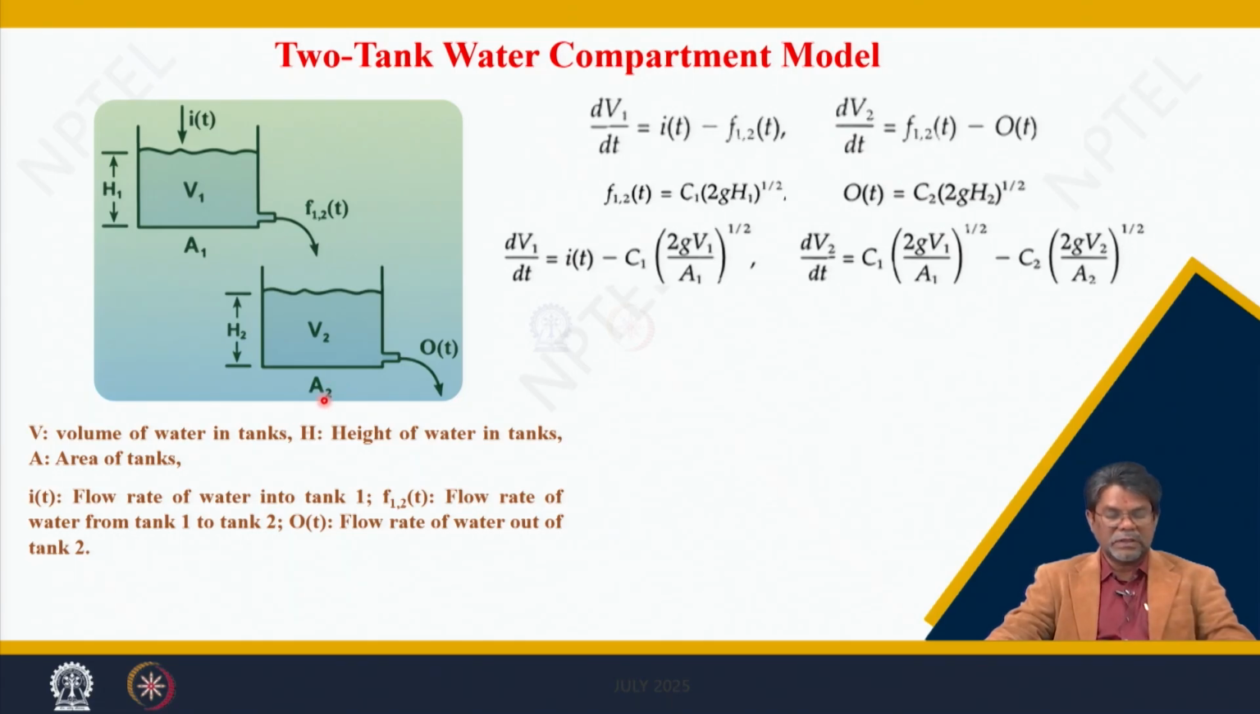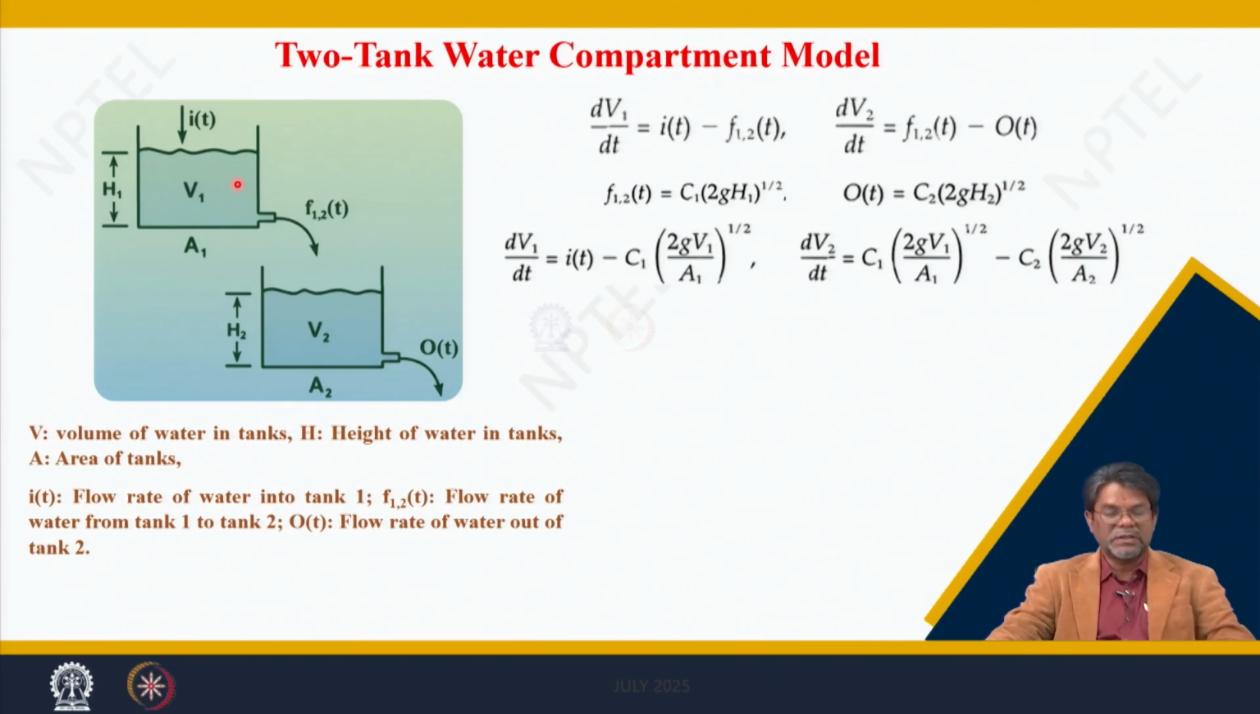And here the others, A2 and H2, are the parameters of tank 2, and A1 and H1 are the parameters of tank 1. And this is the flow: the flow of water depends upon the height of the water in the tank.